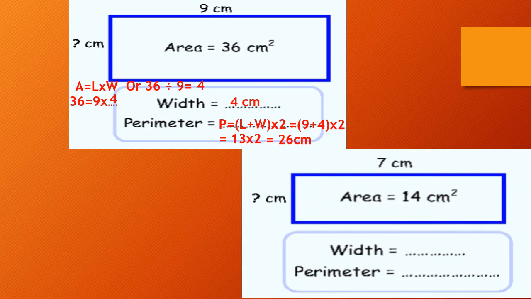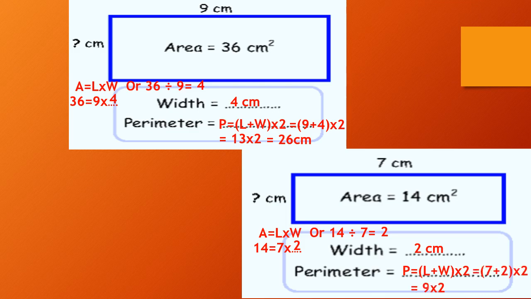This rectangle, its area is 14 centimeters squared and the length is 7 centimeters. The area of this rectangle is length by width. So what by 7 equals 14? 2 by 7 equals 14, or 14 divided by 7 equals 2. So the width equals 2 centimeters. And the perimeter of this rectangle is length plus width, by 2. 7 plus 2, by 2. 9 by 2 equals 18 centimeters.